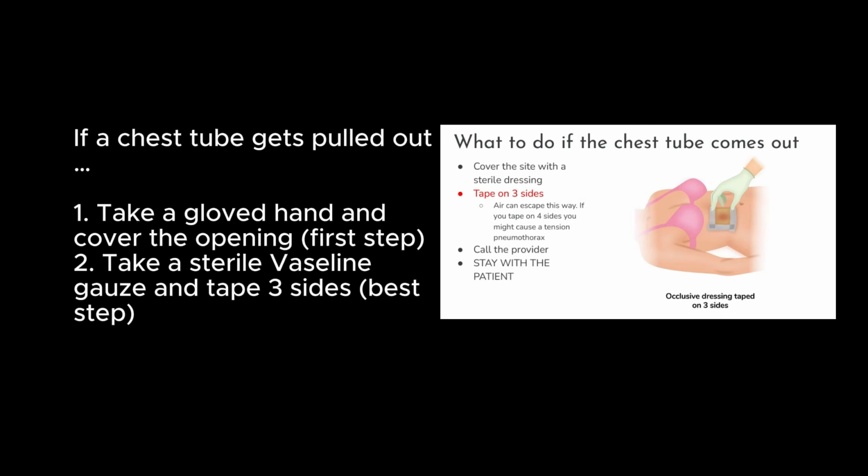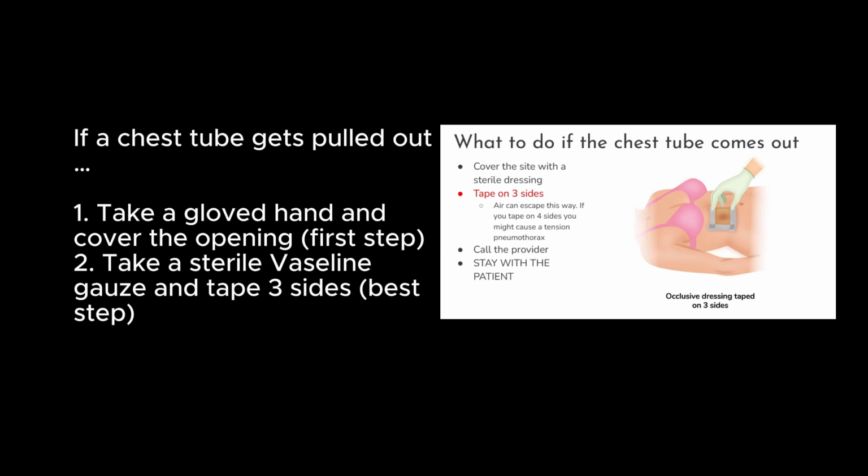Now, one more last thing before we close it out is, how do I attend to questions whereby the chest tube is pulled out? In such a question, the first thing you must do is take a hand glove and cover the opening. That's the first step. If the chest tube gets pulled out, take a hand glove and cover the opening. What's the opening? The opening where the chest tube got pulled out from.